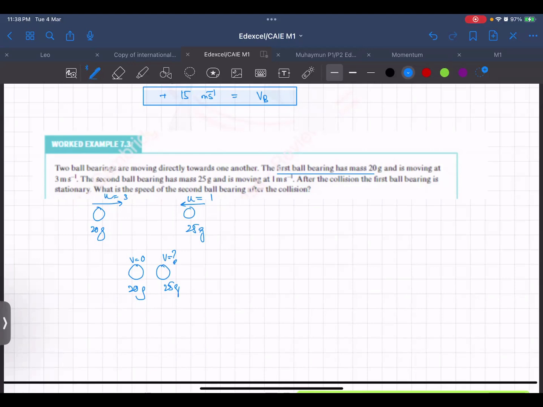So we would again conserve the momentum in this case as well. Initially the momentum would be 20 gram, which is 0.02, times 3 in the positive direction, plus 0.025 times minus 1, because the velocity to the left side is negative. The 20 gram one after collision is 0, plus 0.025 times the final velocity of the second ball. So what would you get?